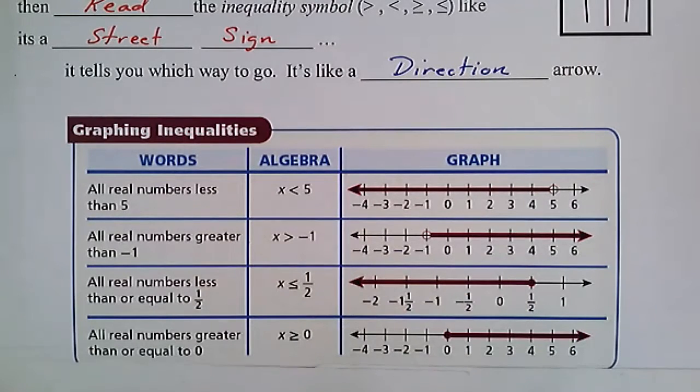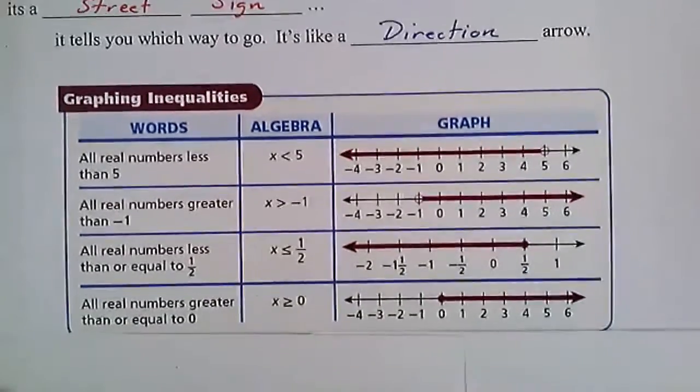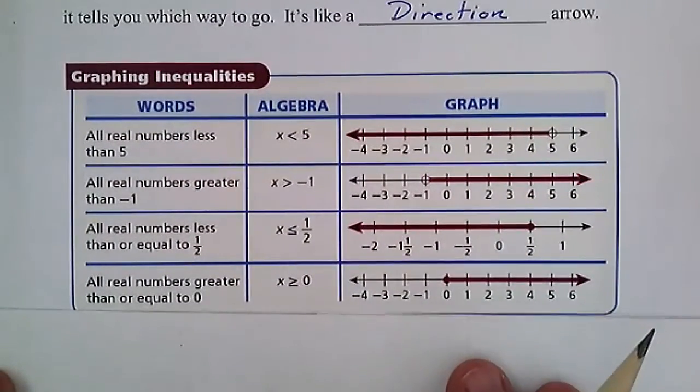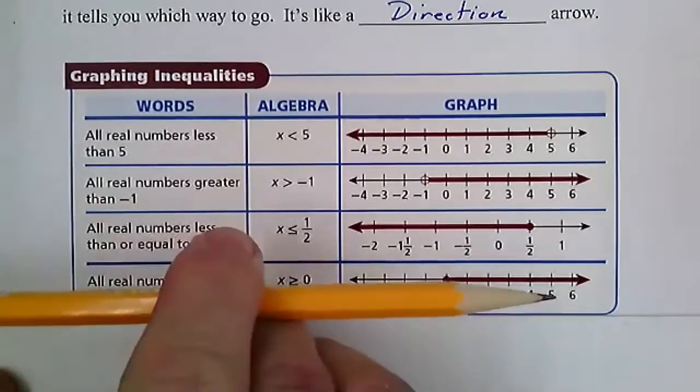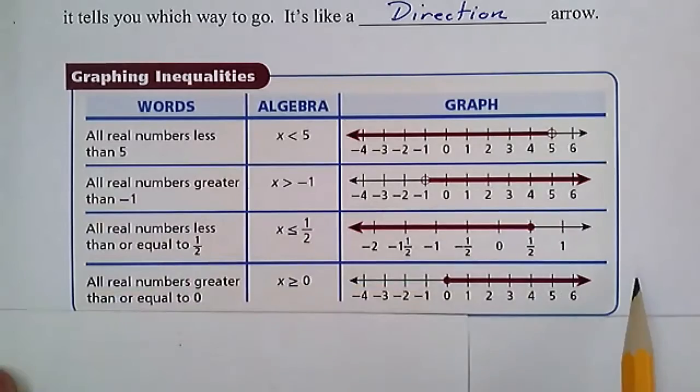Okay, and then one more example we'll look at, and then we'll do a couple together. On this one, we've got the equal sign, so we're going to shade it in, color in that circle, and then we're starting at 0. And this street sign, your symbol, is pointing to the right. It's saying, hey, go that way, okay?